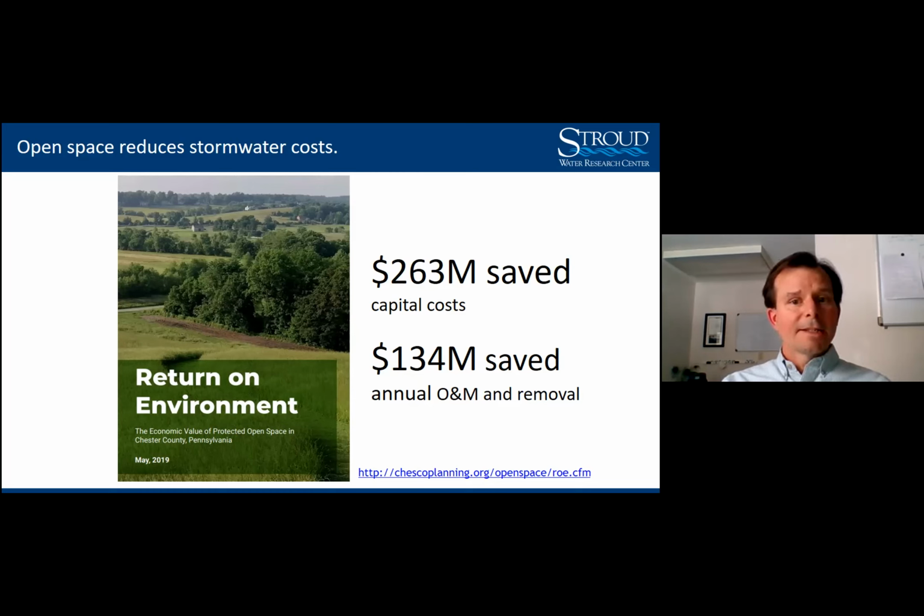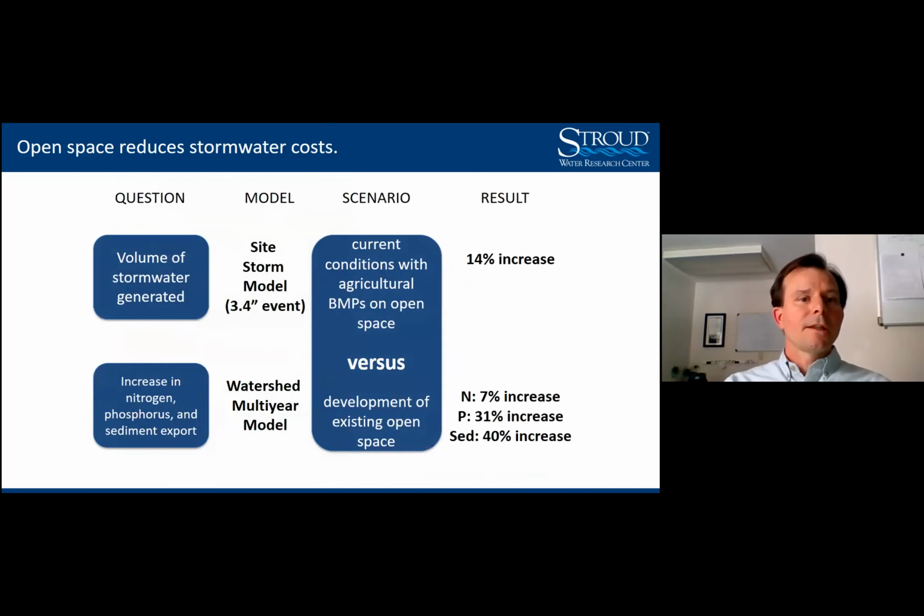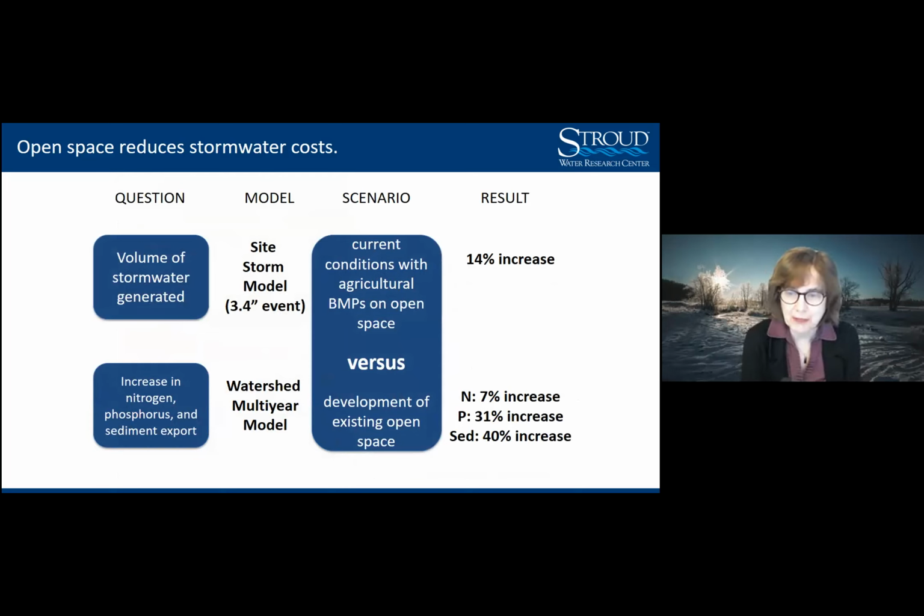The bottom line is that we used the watershed multi-year model and the site store model, which I just described, to calculate what would happen if the current condition was changed to allow development across that preserved land in a fashion that would mimic what's happening in the rest of the county. The conclusion was that we saved $263 million upfront in capital costs for stormwater control, and we save $134 million per year in O&M costs. So that's the bottom line, but let me tell you a little bit more about how this was done in the model.